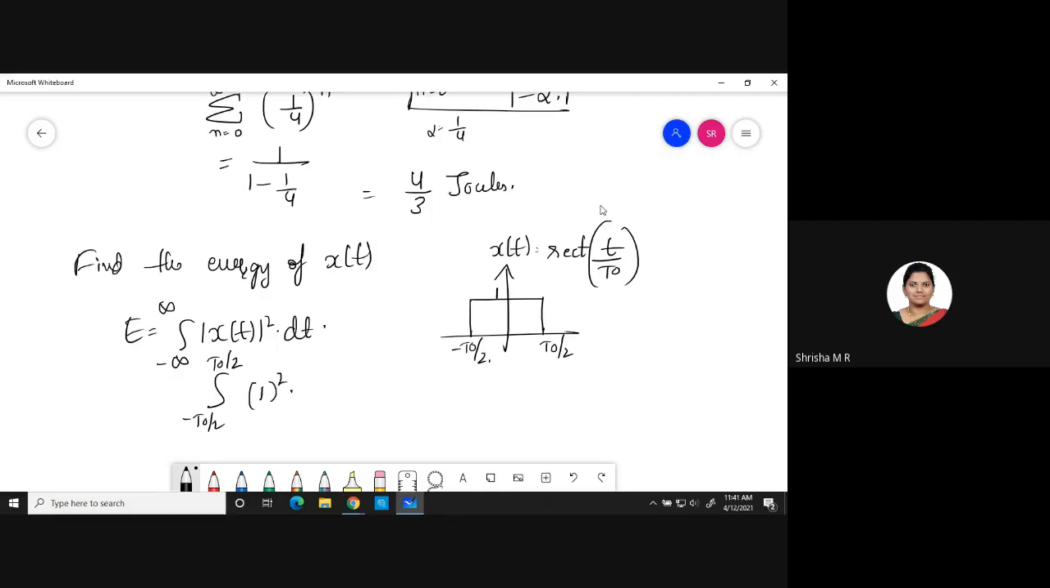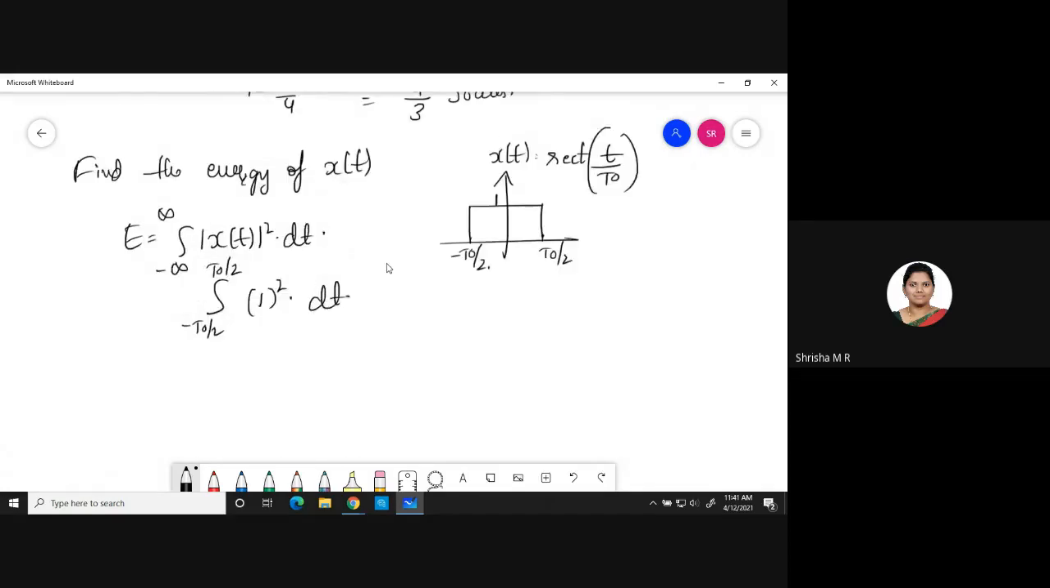So it's 1 squared dt. Integrating 1 with respect to dt, what do you get? T, ma'am. T with limits minus T0 by 2 to plus T0 by 2. So it will be nothing but T0 by 2 minus of minus T0 by 2, which is nothing but T0 joules. Clear?